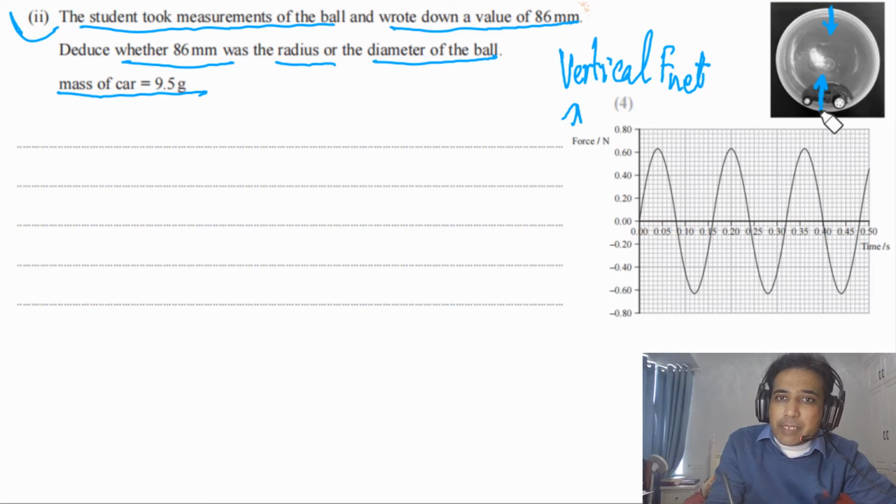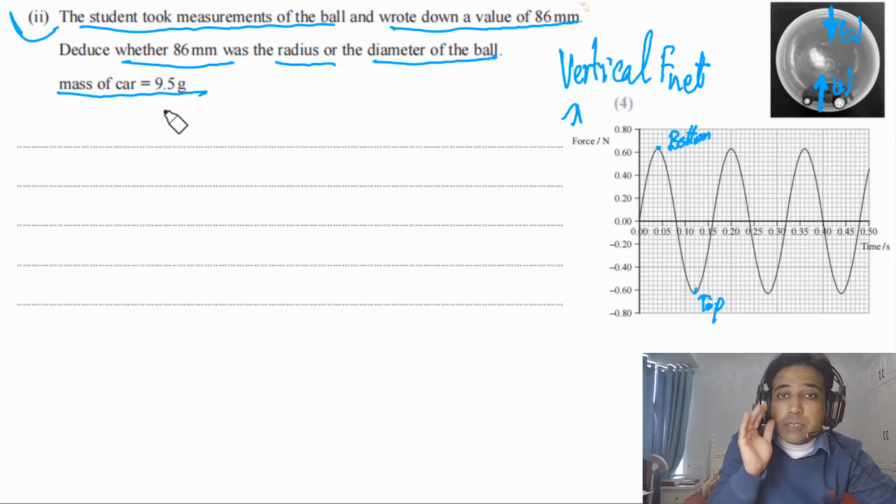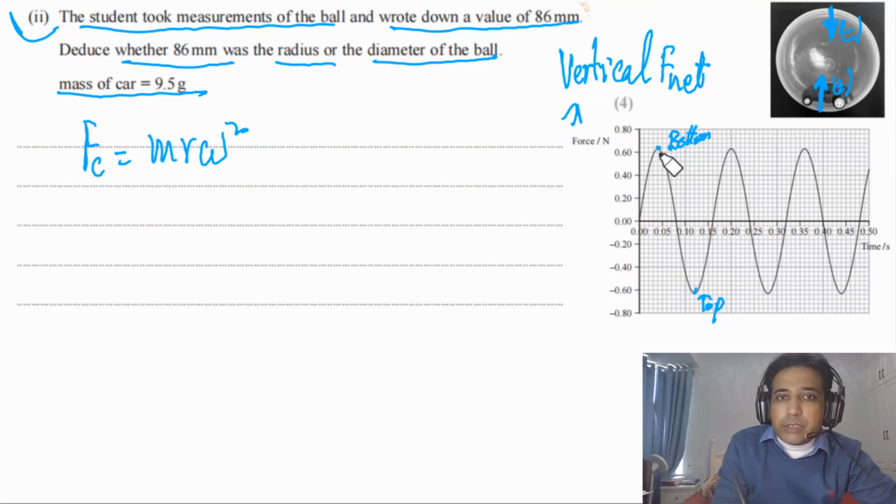Vertical net force will be maximum at this point and also maximum at this point, and this value is negative because this is pointing down, then this value is positive, but they have the same magnitude. As these two have the same magnitude, we can take this point or we can take the point here. So this is the bottom F net, and this is the top F net, and this F net is equal to the centripetal force at the top or at the bottom. So we can simply say FC is equal to m r omega square. So we can just read from here.